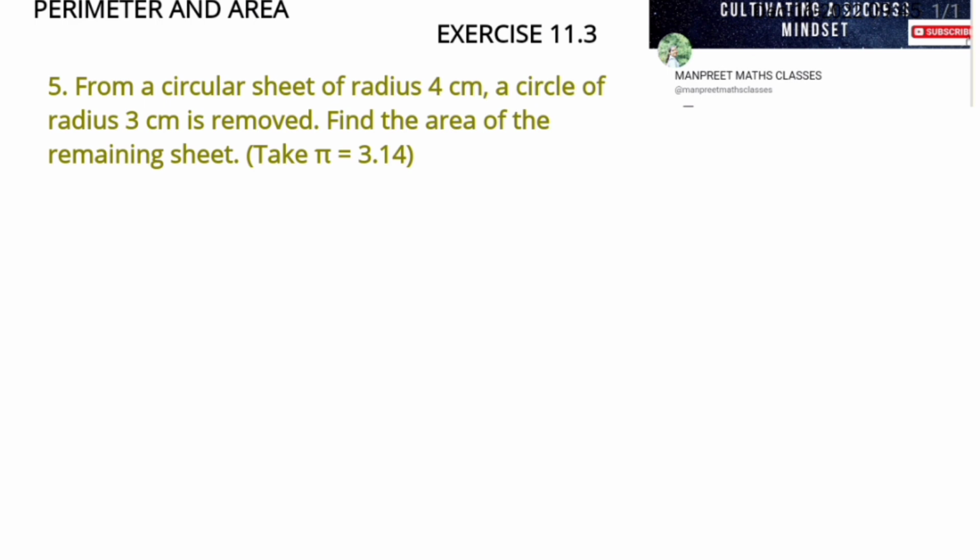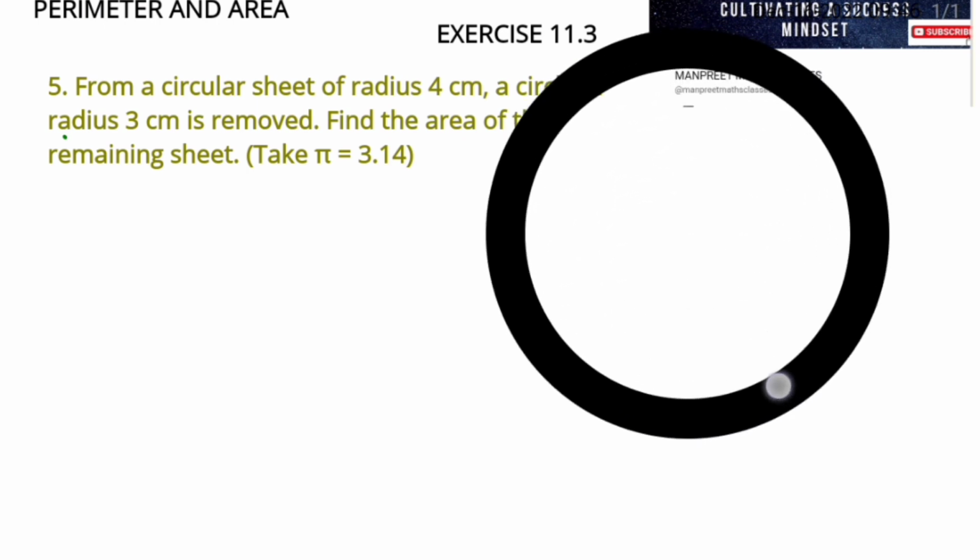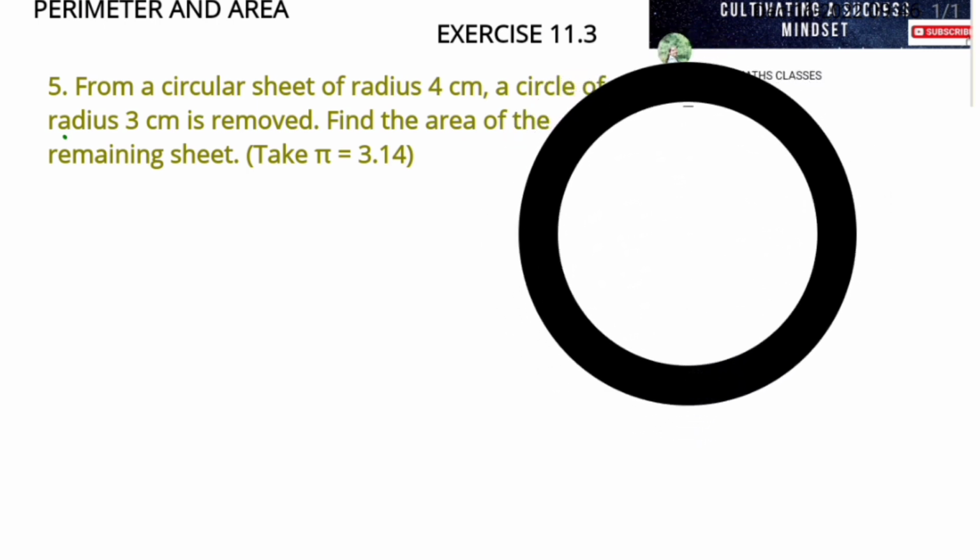Question number 5. They are saying from a circular sheet of radius 4 cm, a circle of radius 3 cm is removed. Find the area of the remaining sheet. Suppose this is a sheet of 4 cm radius. Now next they are saying that a circle of radius 3 cm is removed. Suppose this area is removed. Now they are saying find the area of remaining sheet. You need to find out this area.